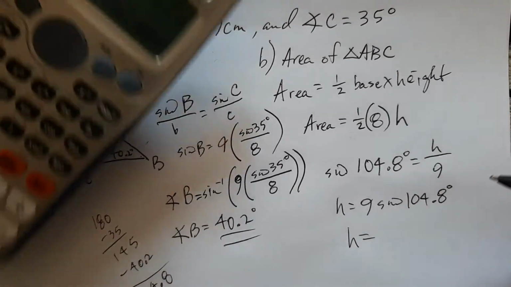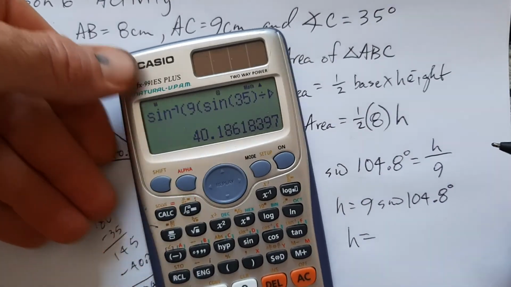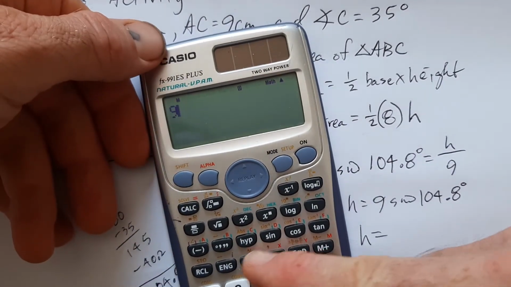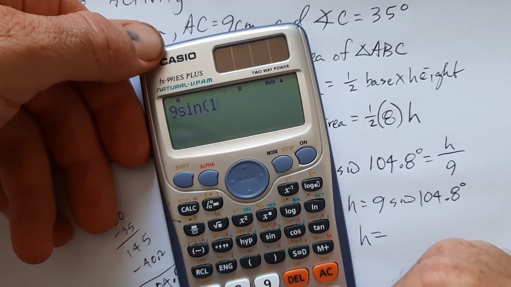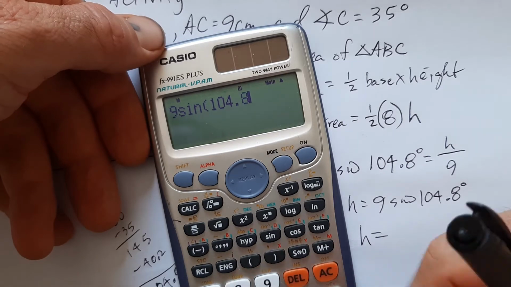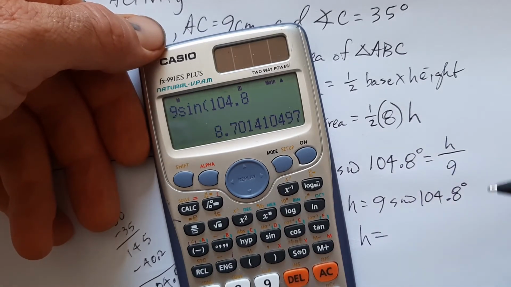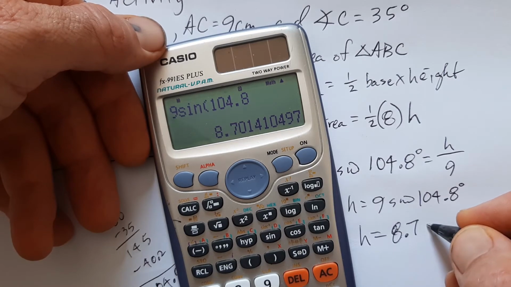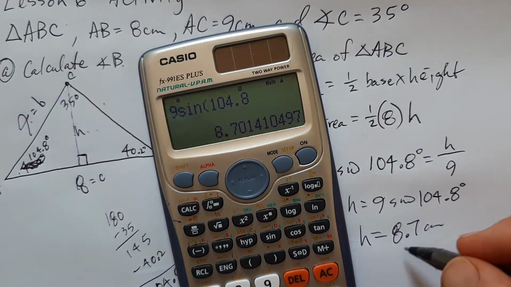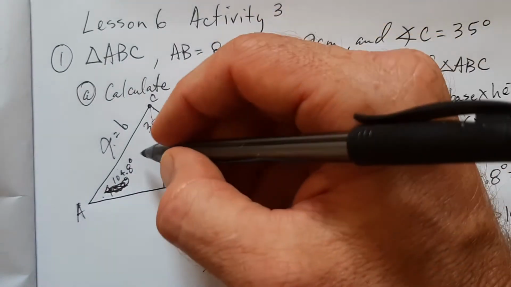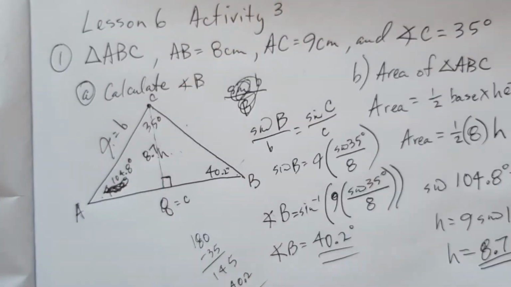H equals 9 sine 104.8 equals 8.7 centimeters. I think it's in centimeters. Yeah, centimeters. So now I can plug it in there. So now I know that the height is 8.7.